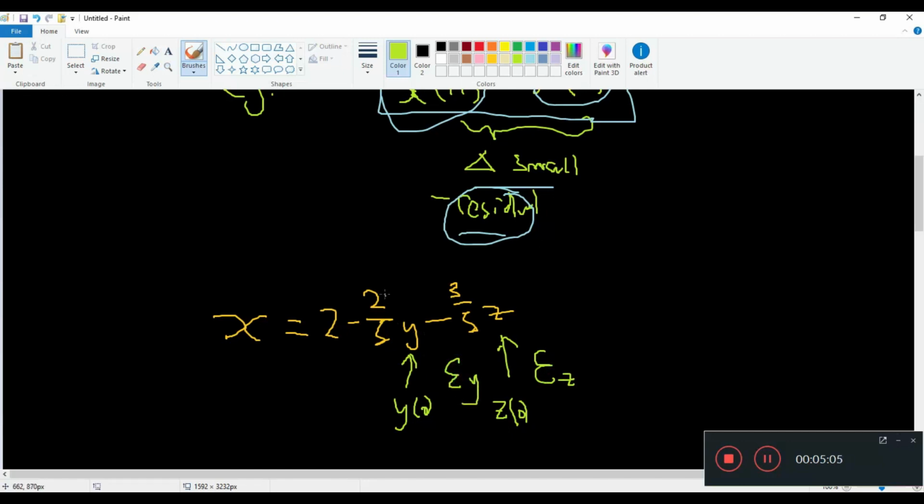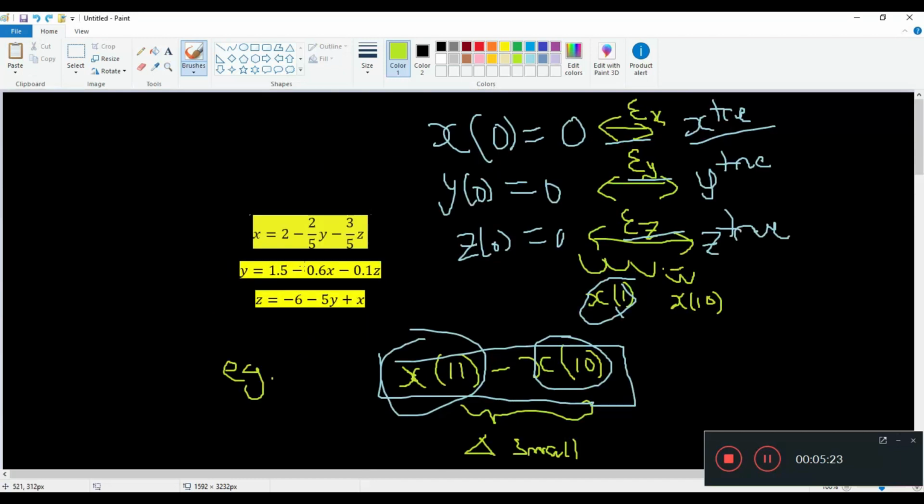And what happens to this error? It will be multiplied by these coefficients, 2 over 5 and 3 over 5. So the effect of this error gets multiplied by 2 over 5 and it becomes smaller. And likewise, if you do the same for the y equation, you have the x error being multiplied by 0.6 times, and the z error, even better, multiplied by 0.1 times. All well and good.